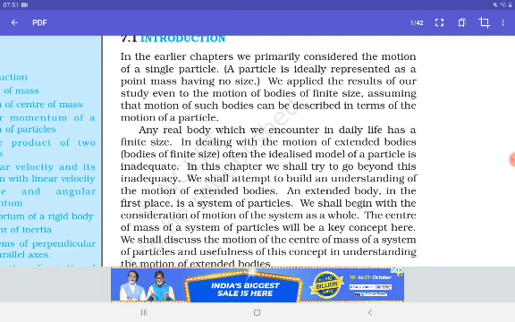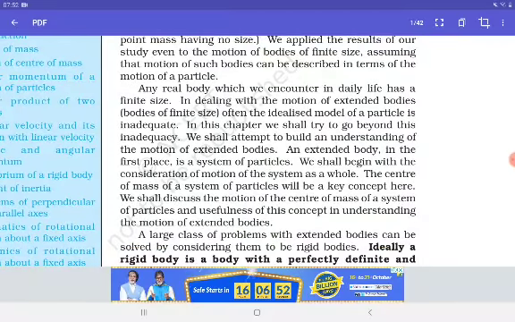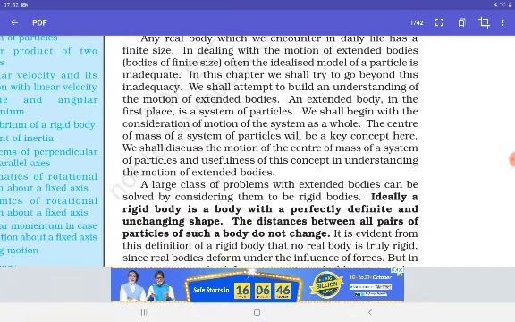An extended body in the first place is a system of particles. We shall begin with the consideration of motion of the system as a whole. The center of mass of a system of particles will be a key concept here. We shall discuss the motion of the center of mass of a system of particles and the usefulness of this concept in understanding the motion of extended bodies.